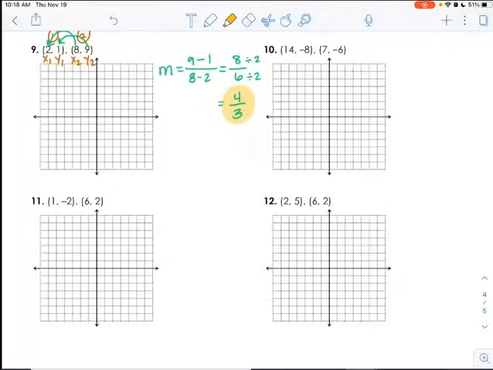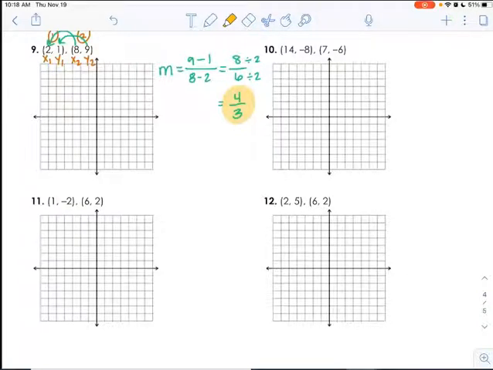Also, no one did it this way, but we do want to keep it as an improper fraction, not a mixed number, because you could write this as 1 and 1/3. But because we view slope as rise over run, we just want to use an improper fraction. So I have a slope of positive 4/3.